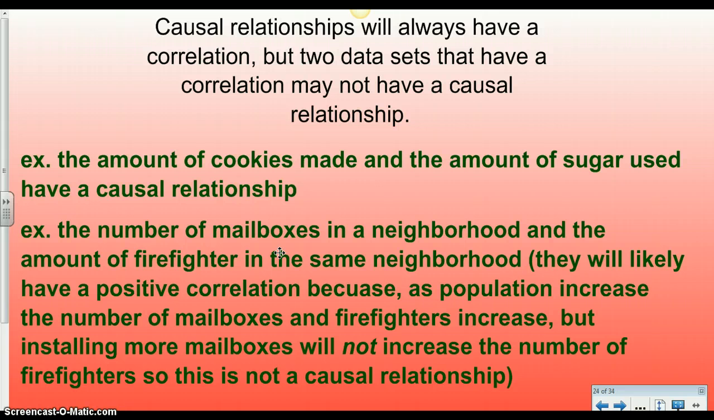Another example would be the number of mailboxes in a neighborhood and the number of firefighters in the same neighborhood. They will likely have a positive correlation because as the population increases, the number of mailboxes would increase and the number of firefighters would increase. But installing more mailboxes does not mean that you're going to need more firefighters. So as mailboxes increase, firefighters will also increase. However, if I get a mailbox, that doesn't mean someone else needs to become a firefighter. So they're not causal, but they do have a positive correlation.